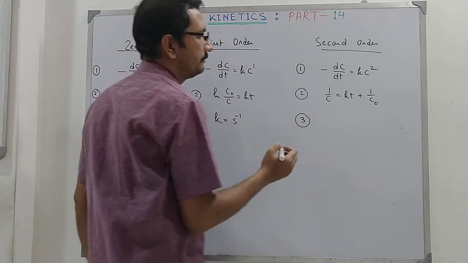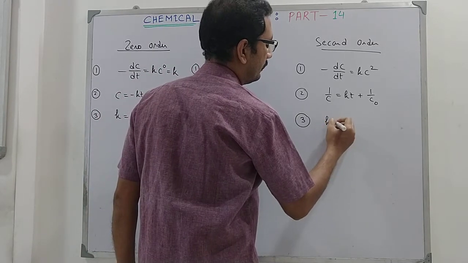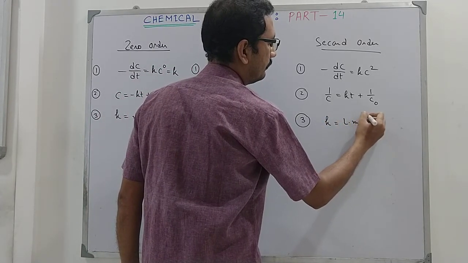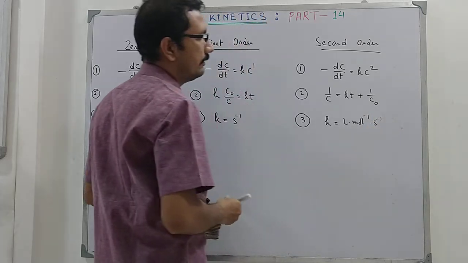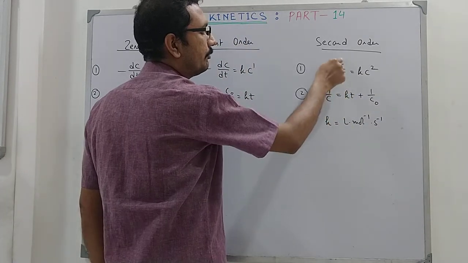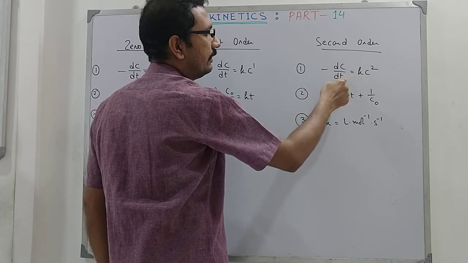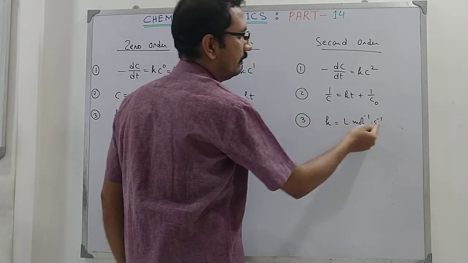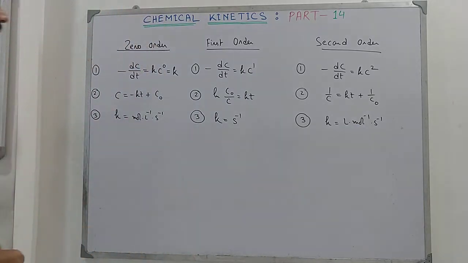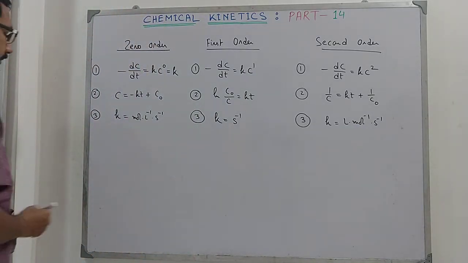And here it will be liter per mole per second. Since this C square will come here and 1 mole per liter will cancel out, there will be another mole per liter at the denominator, so it will give you liter per mole and the second inverse. So it is the unit of the rate constant.